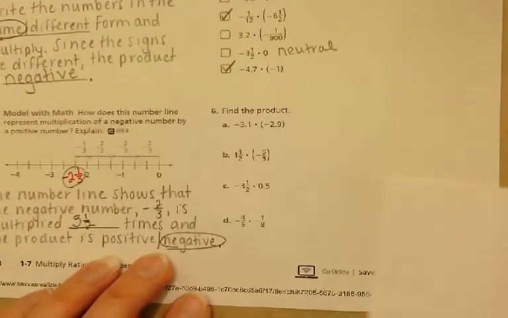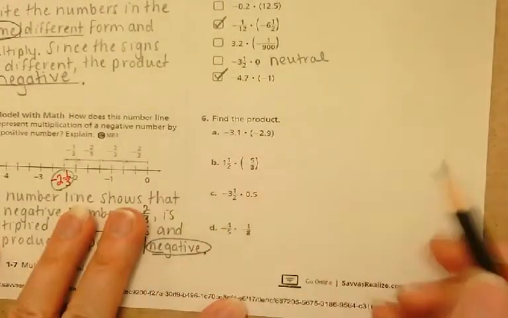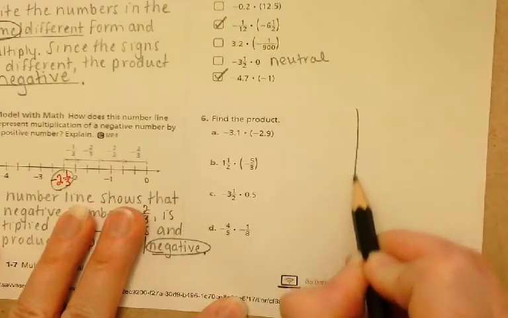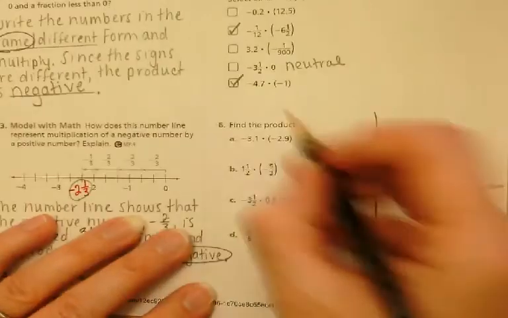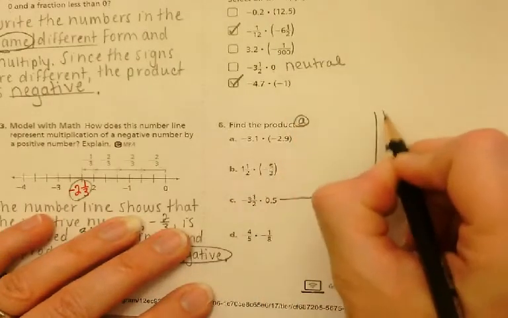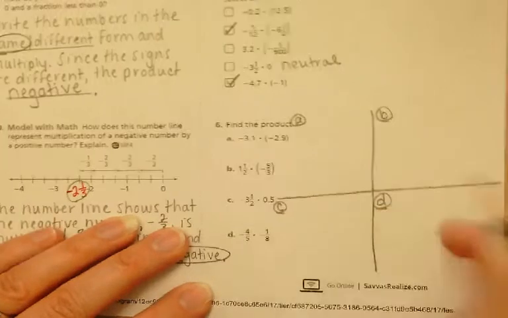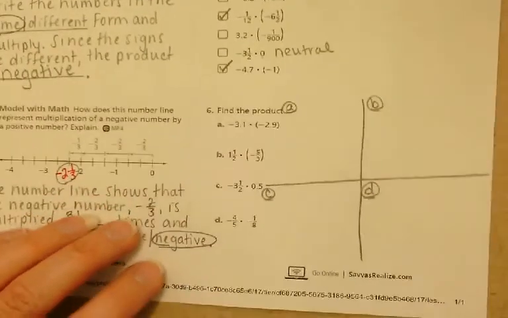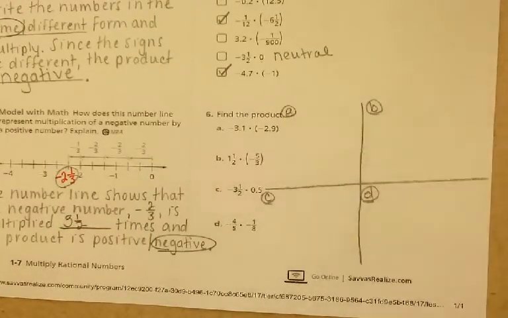Okay, question number 6. There are 4 examples and not much space provided. So let's go ahead and organize our space. So we'll do question A here, B, C, and D in those locations. I'm going to go through 2 with you, and then I'll have you try 2 on your own.